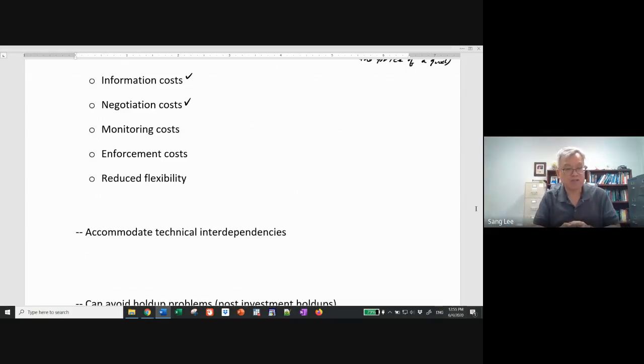Draft a contract, and on each and every detail, and then you may need to even hire lawyers. Okay, so to arrange all this, contract, it does take a lot of money and time. So that's a negotiation cost. Now, what about monitoring cost?